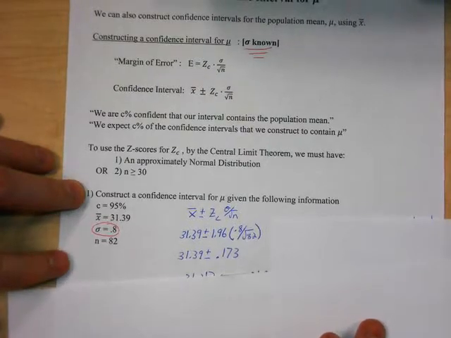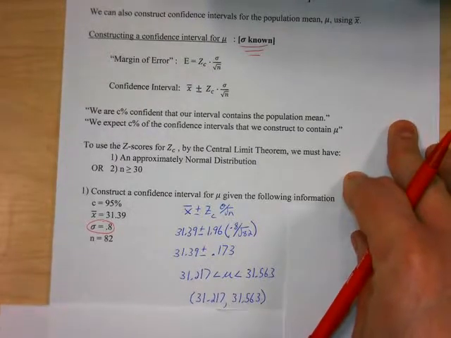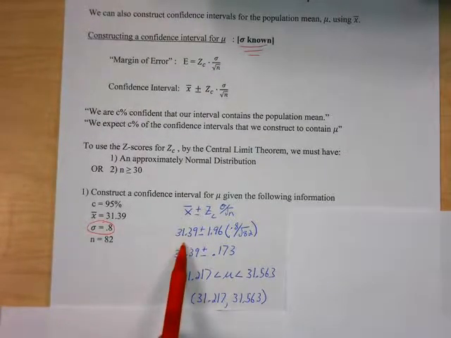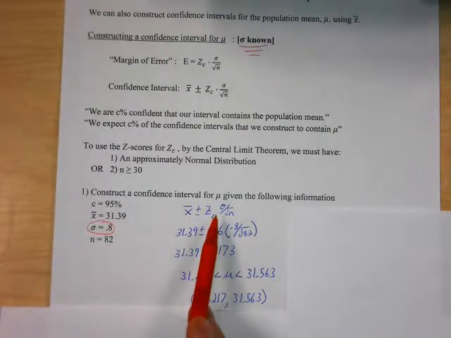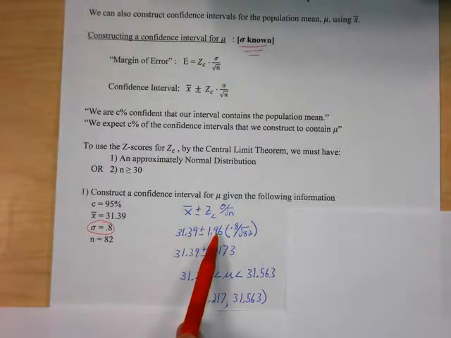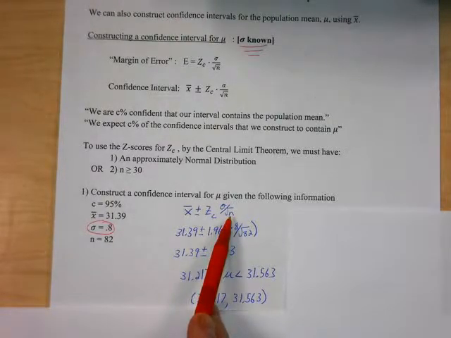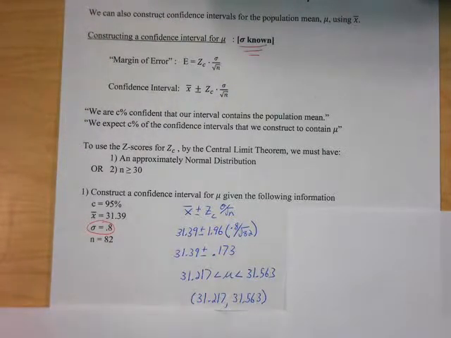Again, it's just plug and chug. X bar, they told us, is 31.39. Z sub c, we're 95% confident, so that's your 1.96. Remember, that's the middle 95%. If you need to go back and review that, go ahead. And then sigma is 0.8, and then the square root of n. N is 82, our sample size was 82. So the margin of error there is 0.173. Add and subtract that from our sample mean, and we get our interval estimate for mu.